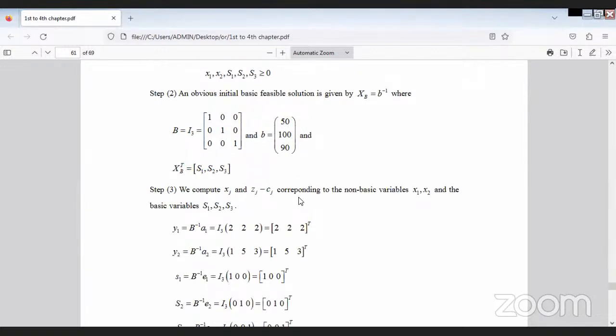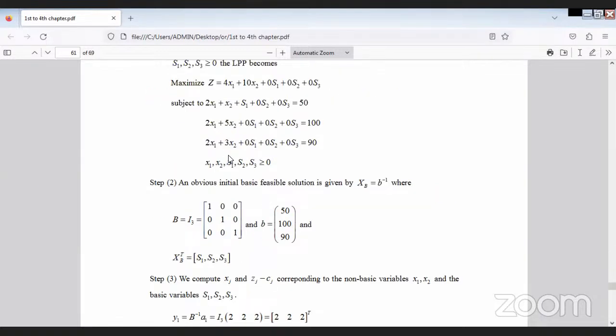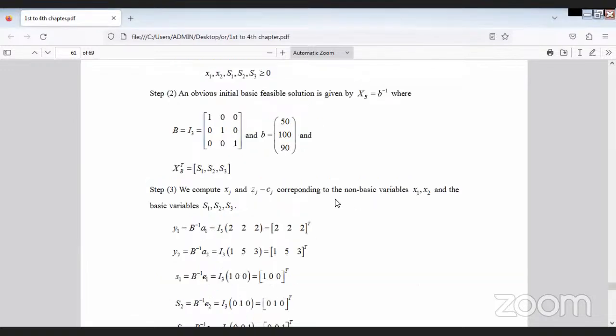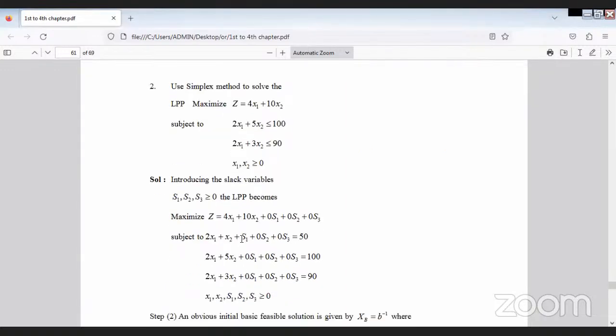Suppose we compute Zj minus Cj corresponding to the non-basic variables x1 and x2, with the basic variables B inverse of a1, I3. 2, 2, 2, it is correct. Yes, sir. 2, 2, 2 transpose I am taking here. So 2, 2, 2 transpose is the same. B inverse of a2 is 1, 5, 3. Clear? Yes, sir. 1, 5, 3 transpose. Third one, tell me: 1, 0, 0. Correct? Yes, sir.